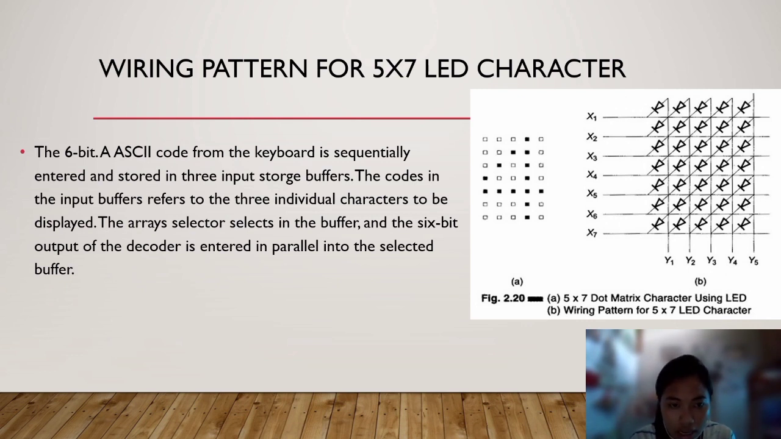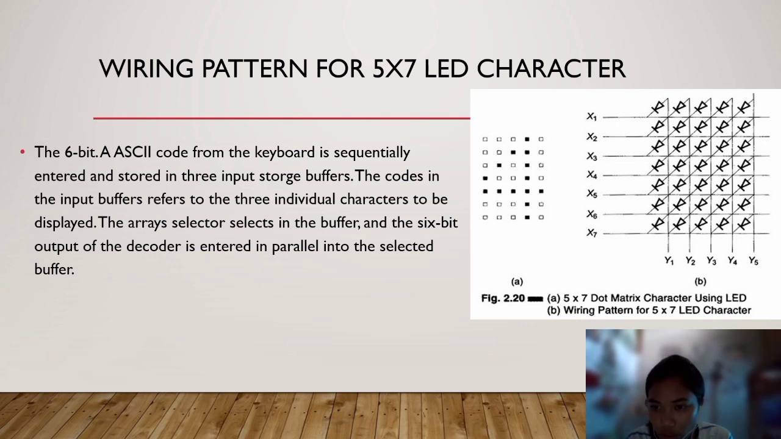The 6-bit ASCII code from the keyboard is sequentially entered and stored in the input storage buffers. The codes in the input buffers refer to the three individual characters to be displayed. The array selector selects the buffer, and the 6-bit output of the decoder is entered in parallel into the selected buffer. The output of the first input storage buffer is enabled by a timing pulse so that the 6-bit code from it controls the characters output from the read-only memory or ROM. If all the 5 columns of the LED array are driven, the appropriate characters can be displayed in the dynamic display.